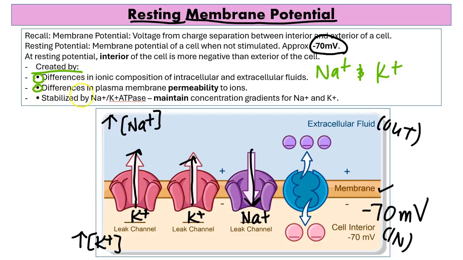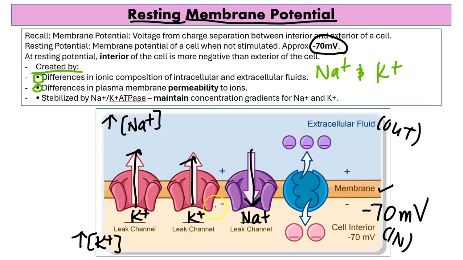But there's also going to be differences in plasma membrane permeability. Remember, we're dealing with a semi-permeable membrane, but we have proteins like these leak channel proteins that are going to allow ions to move in and out. And because potassium is going to have a higher concentration on the inside of the cell, it's going to move out of the cell, which is going to contribute to removing positive charges from the inside of the cell and contribute to the negativity.